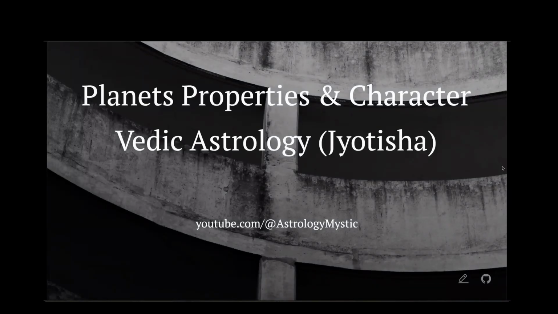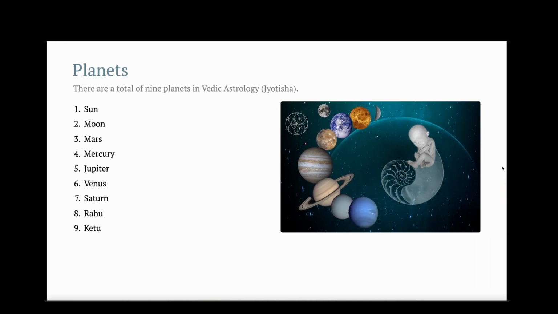Hello friends, in this video we'll be seeing the different properties and characters of the 9 planets described in Vedic Astrology or Jyotish. These properties and characters of the planets are explained in a popular Vedic astrology book called Brihat Parasara Hora Shastra. So let's get started.